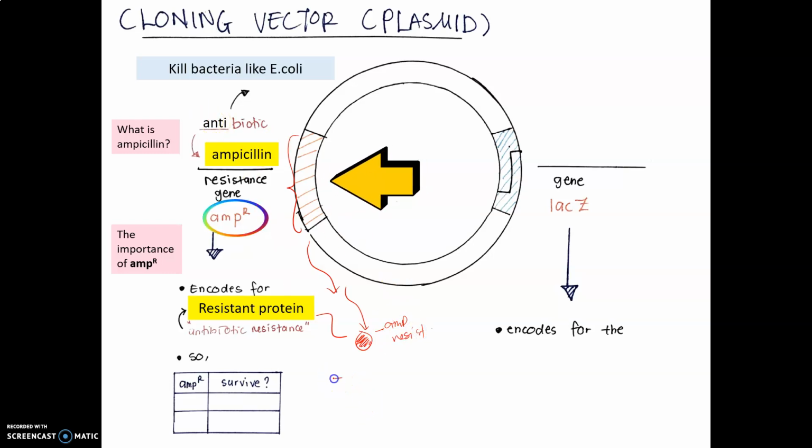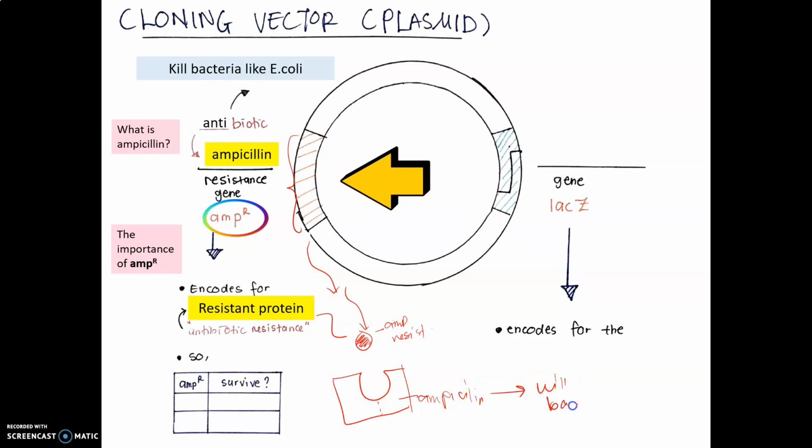Dan sekiranya dia berjumpa dengan ampicillin, let's say this one adalah antibiotik ampicillin. Kalau antibiotik ampicillin selalunya dia akan kill the bacteria. Tetapi sekiranya bakteria yang ada plasmid, bila kata ada plasmid means dia ada AMPR. This AMPR dia akan bind dekat ampicillin. Bila dia bind, dia akan menyebabkan this ampicillin become inactive. Dia akan inaktifkan ampicillin.